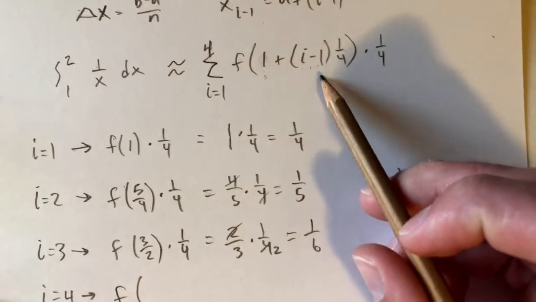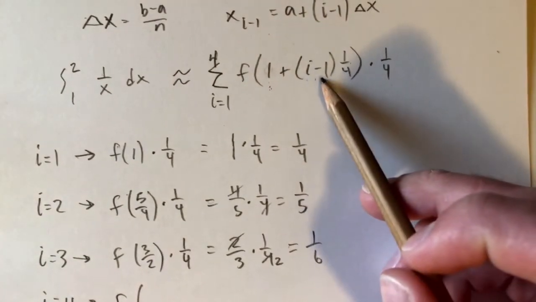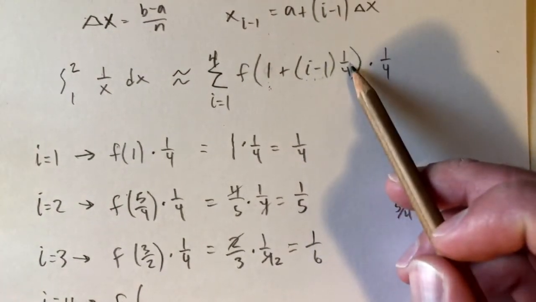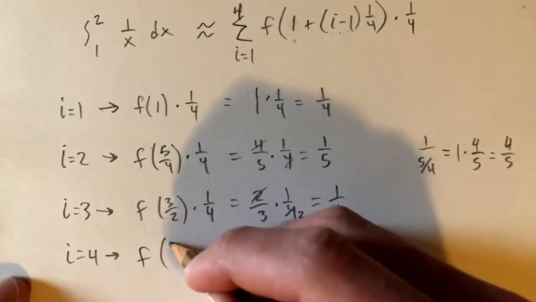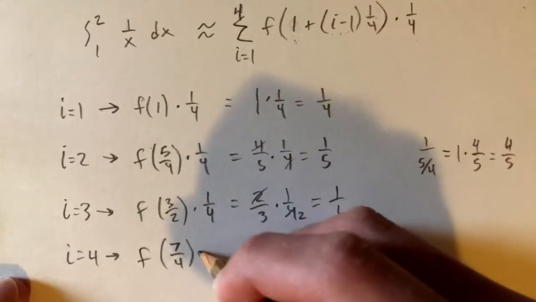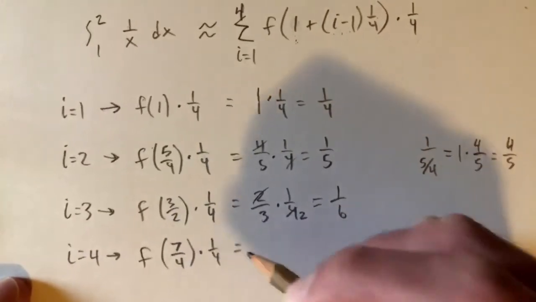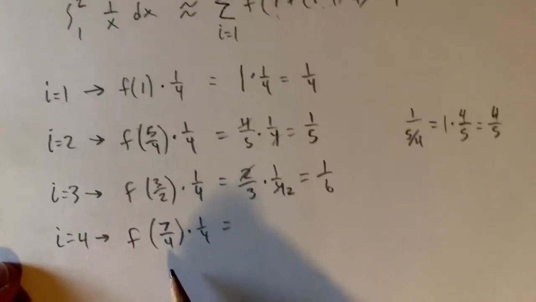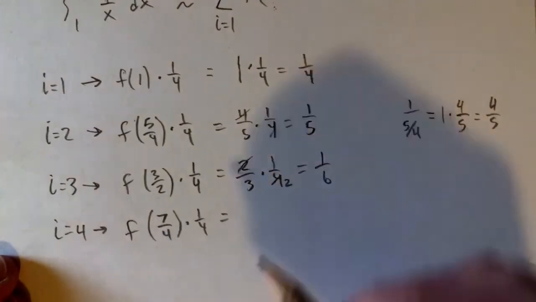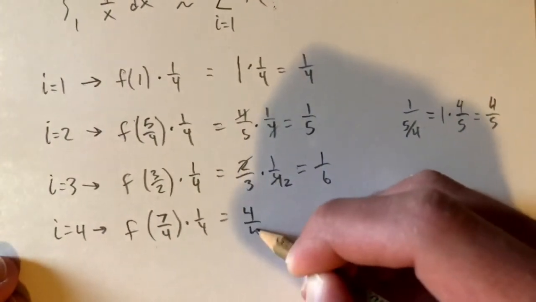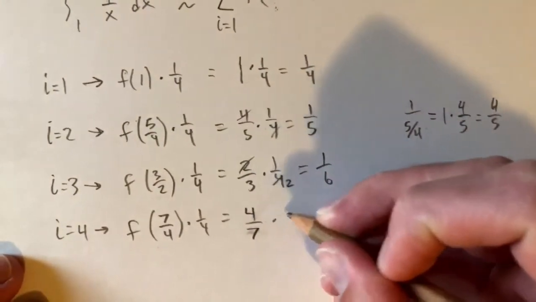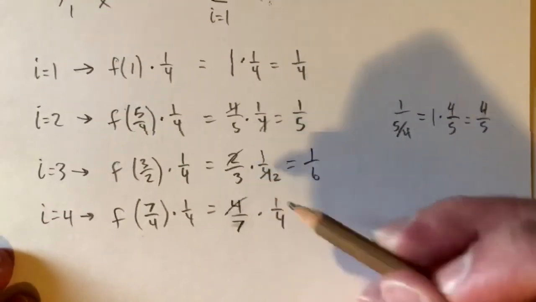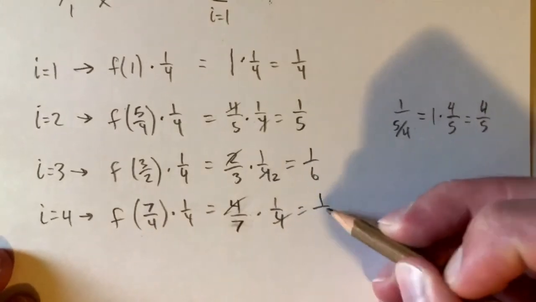Then we do i equals 4. Plugging i equals 4 in gives us 4 minus 1 is 3. 3 times 1/4 is 3/4. 3/4 plus 1 is 7/4. So f of 7/4 times 1 over 4. f of 7/4 is 1 over 7/4, which is 4/7, times 1/4. The 4's cancel, and we just get 1 over 7.